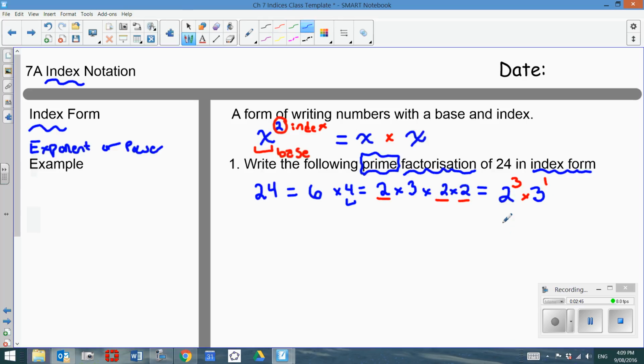You might also see this with brackets. So you might see 2 cubed in brackets, and then maybe you have a 3 in front of the brackets. That's just another way of writing the same index form, but without the cross for multiplication.